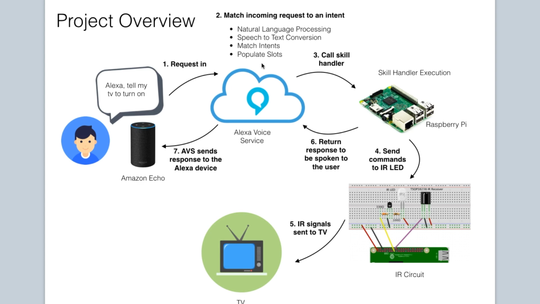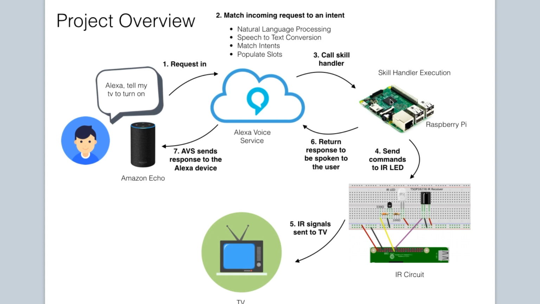Various slots or variables are populated for those intents, and then the Alexa voice service calls a skill handler which actually will be running on our Raspberry Pi. So the instructions around how our skill should be processed will be running on a Python program that we will install on our Raspberry Pi.